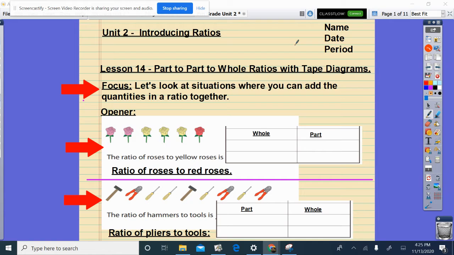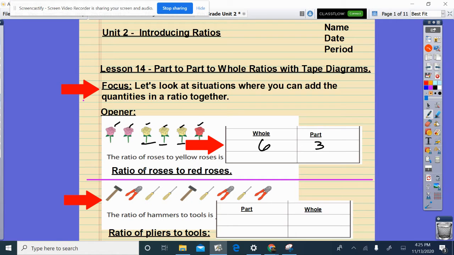So you have a chart here. Make sure you write this, put this chart, this table, into your notes. You have a whole and a part. So let's see how many roses we have here. 1, 2, 3, 4, 5, 6. So we have 6 total roses. And how many of them are yellow? Well, 1, 2, 3. So it'd be a 6-to-3 ratio of total number of roses to the yellow roses.